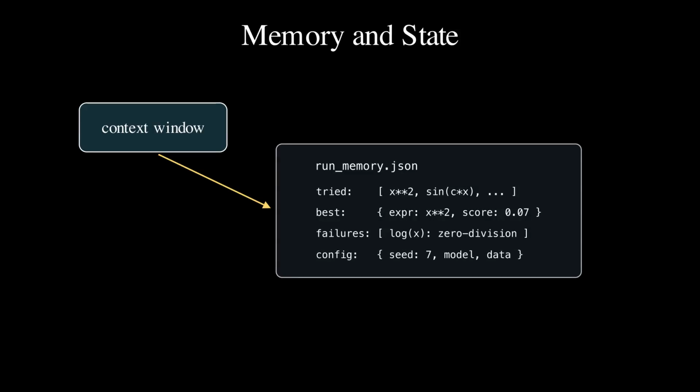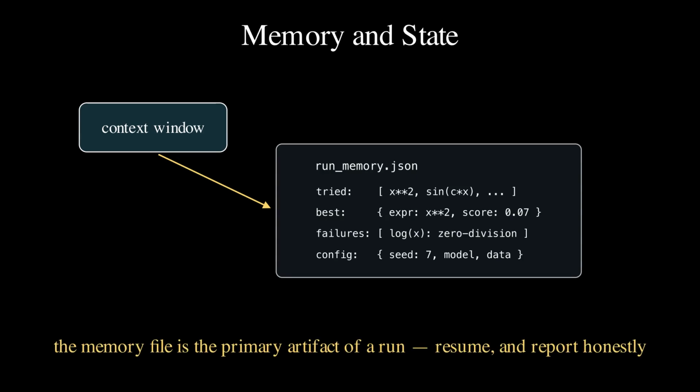The expressions already tried, so the proposer does not waste budget on duplicates. The best results so far, so the selector can always return the best discovered. The failure modes, the candidates that crashed the evaluator and the errors they threw, so the proposer can avoid them. And the run configuration, the seed, the model, the dataset version, so the run can be reproduced exactly. Written to a file, this memory becomes the primary artifact of the run. It is what lets an interrupted run resume and what lets a finished run be reported honestly.